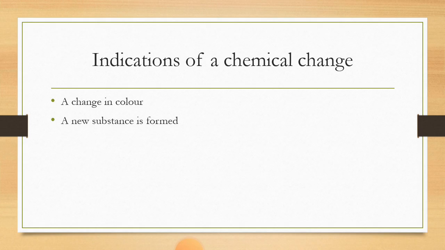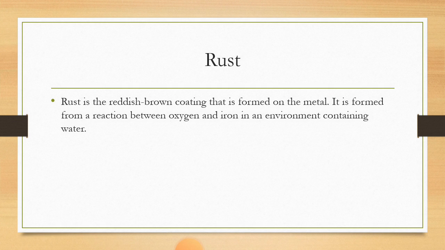Then a new substance is formed. What's that new substance in this case? Rust. That reddish brown, so that's a new substance that is formed, right? So these two indications show that rusting is a chemical change. Rust is the reddish-brown coating that is formed on the metal. It is formed from the reaction between oxygen and iron in an environment containing water. I explained this earlier. For iron to rust, oxygen and water must be present, or air and water must be present.